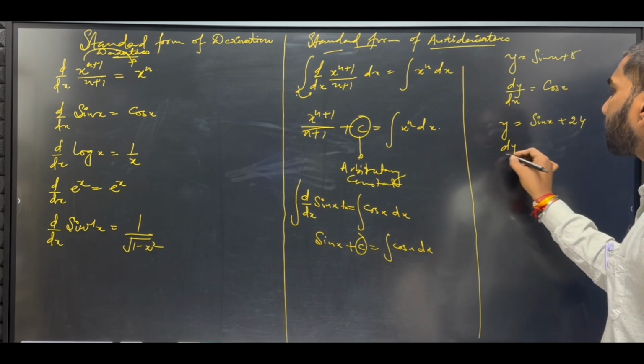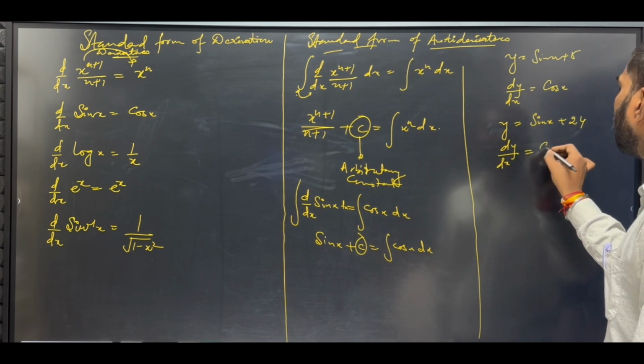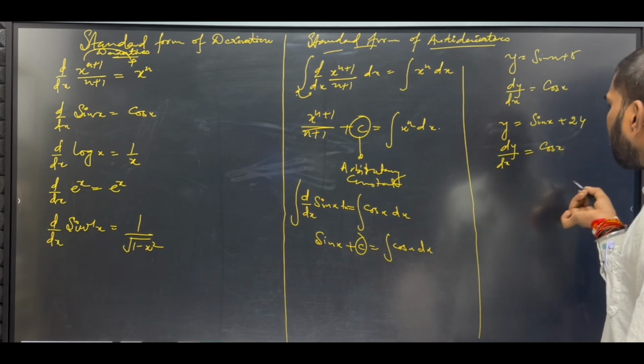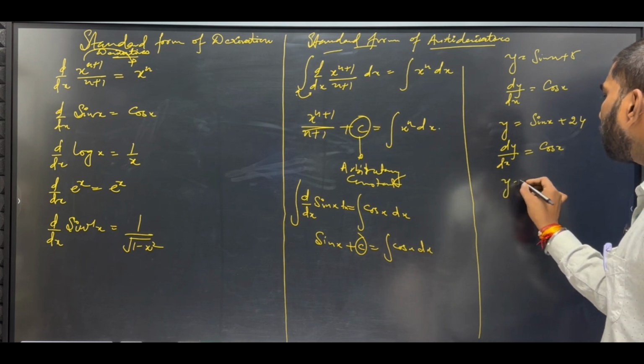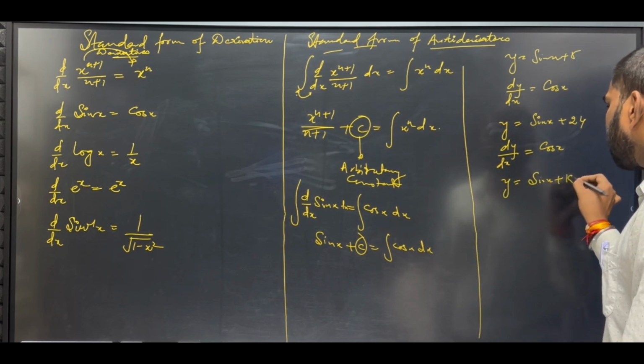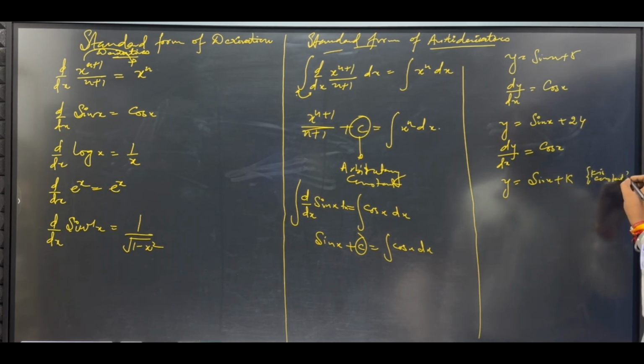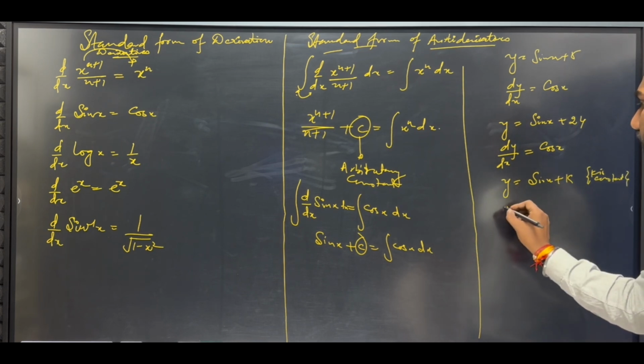dy by dx is equal to cos x. Again cos x. What about the function y is equal to sine x plus k? K is a constant here in the bracket. K is a constant. Then what is the derivative?